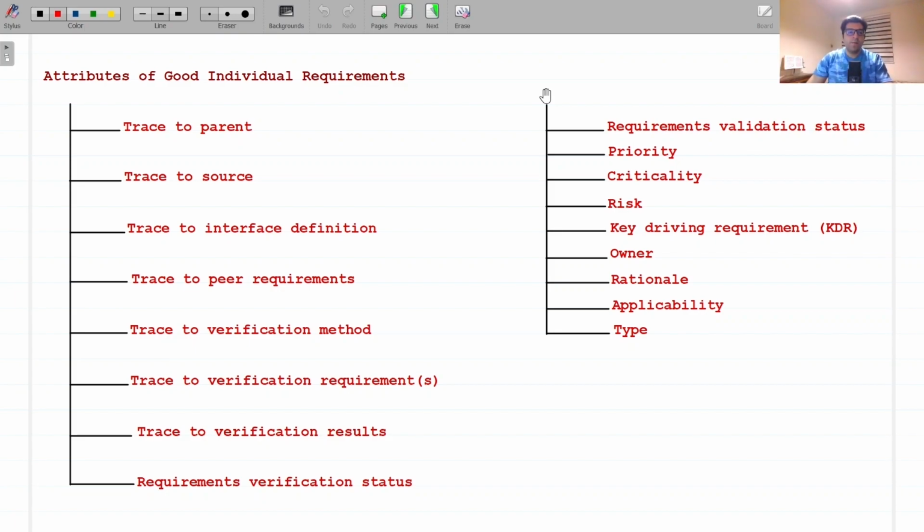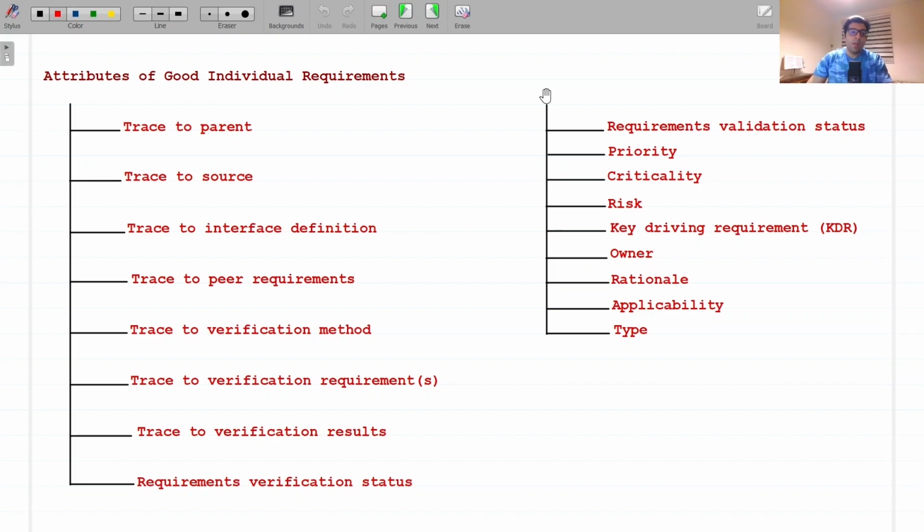Applicability. This field may be used by an organization that has a family of similar product lines to identify the applicability of the requirement, for example, to product line, region, or country.